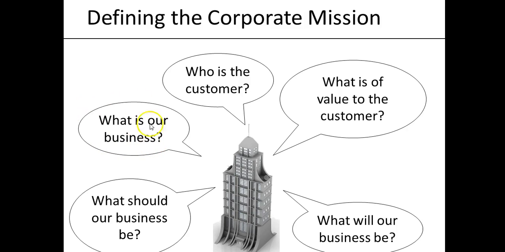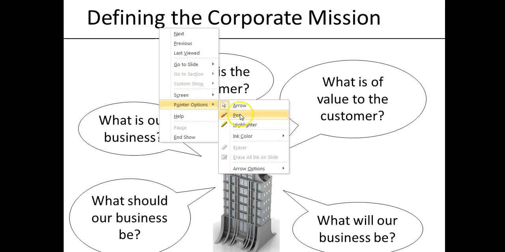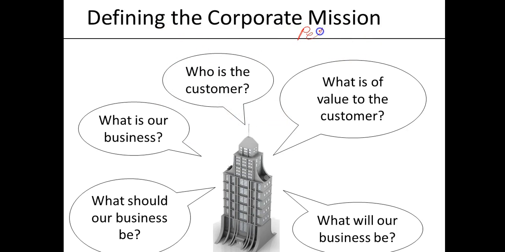Here we see that it is suggested by Peter Drucker, who in the last century was one of the most prominent management thinkers. Peter Drucker advised that an organization should ask: what is our business, who is our customer, what is of value to our customer, what will our business be in the future, and what should our business be? So here comes the form of the business, the type of customer, what the customer value is, and how they will serve it and how they should serve it.